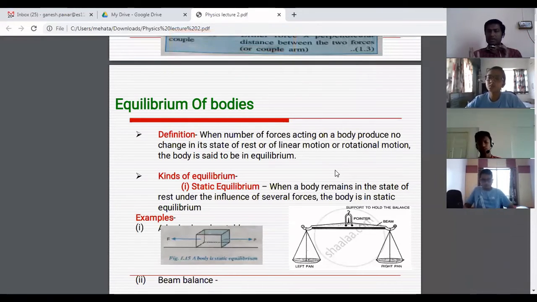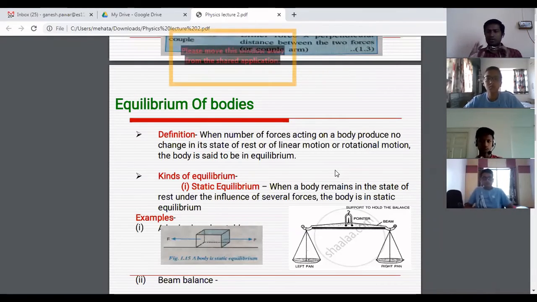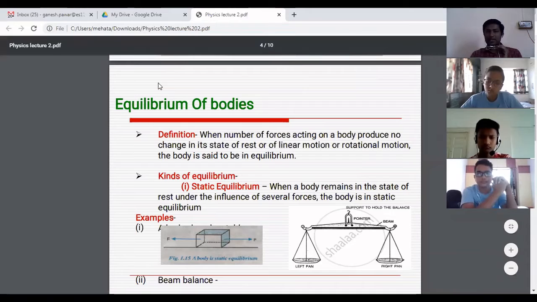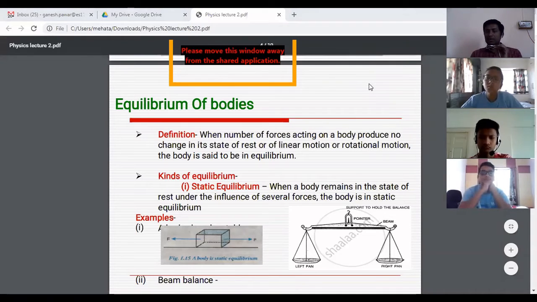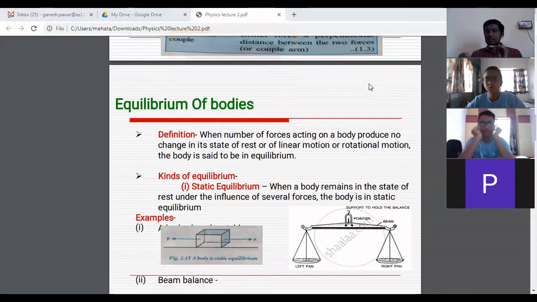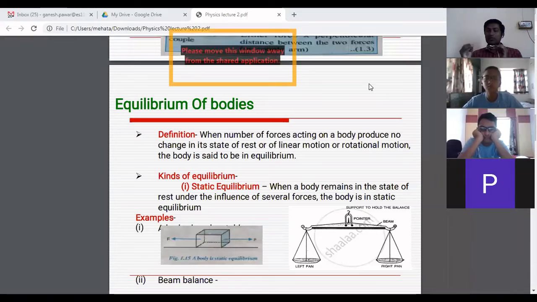But in some situations, there are a number of forces. There can be 2, there can be 3, there can be 4. There are several forces acting on that body, and under the action of those several forces, the body will either be in a state of rest or in uniform motion. Either the body will be in the state of rest or in the state of uniform motion.